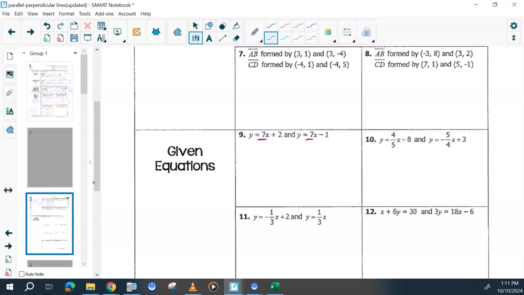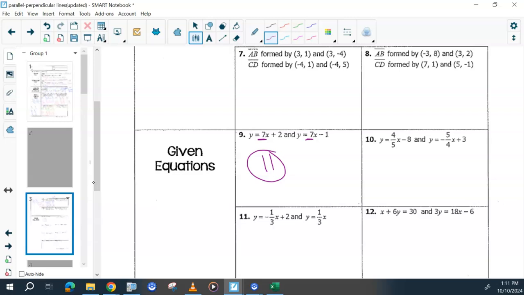Are they the same? Are they negative reciprocals? Are they not related at all? They're the same, which means they're parallel or perpendicular. Parallel, because they have the exact same slope. Also, with parallel lines, we need different y-intercepts. So these are parallel because they have the same slope and different y-intercepts.